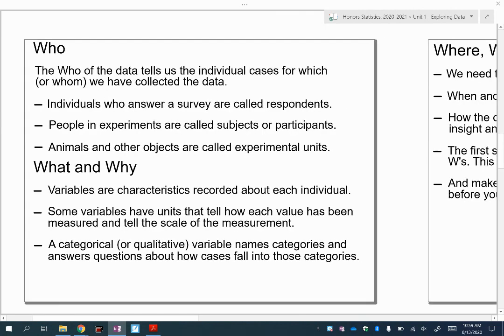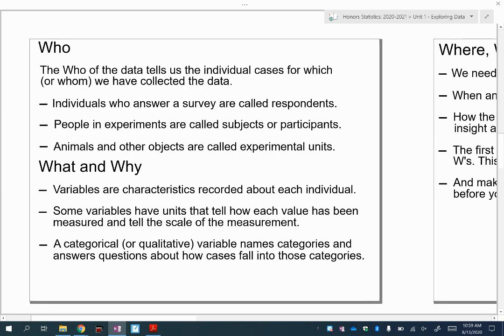Okay, so let's start with the who. This is the who of the data that tells us the individual cases for which we've collected the data. If you're talking about a survey, which is very common, the individuals are called respondents. If you're looking at an experiment, then people used in experiments are called subjects or participants. If you're using animals or other objects, then we use the term experimental units.